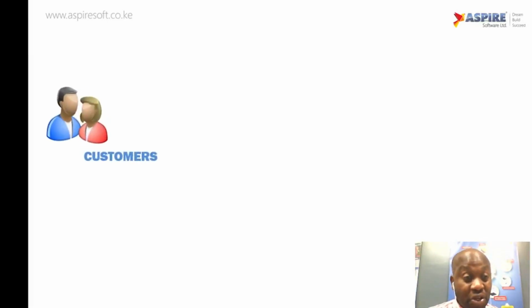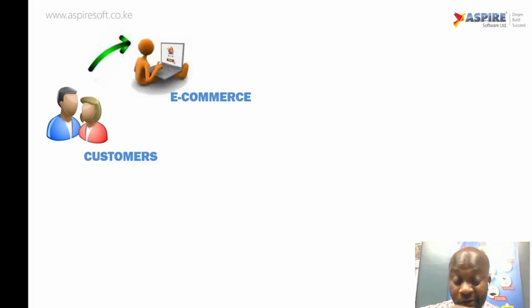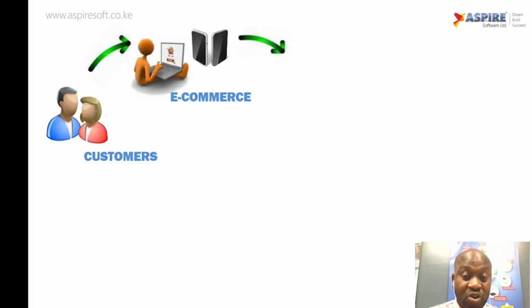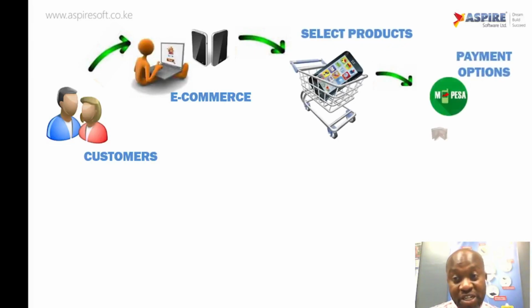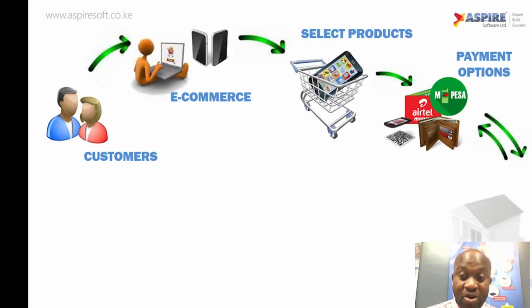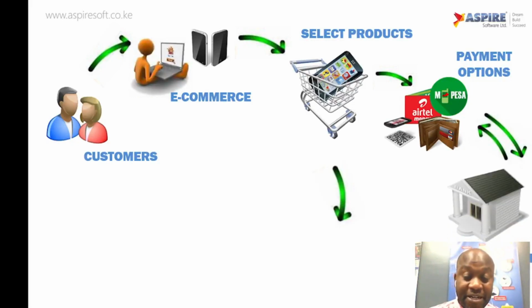Now for the architecture of an e-commerce platform, this is just a simple architecture of how the e-commerce platform works. You'll find a customer will go through his device. It could either be a laptop or maybe a phone. Then they will select a product online and then pay for it. It can also support M-Pesa payments, Airtel Money, or even they can pay via bank debit card.